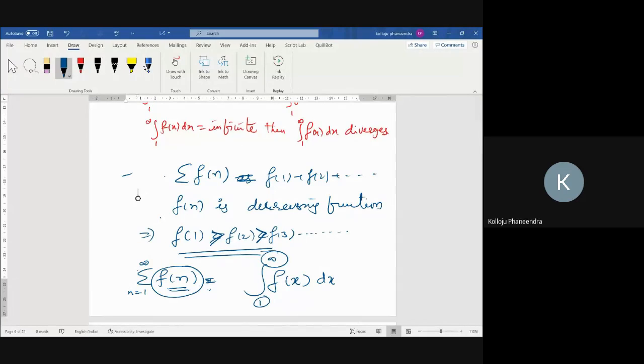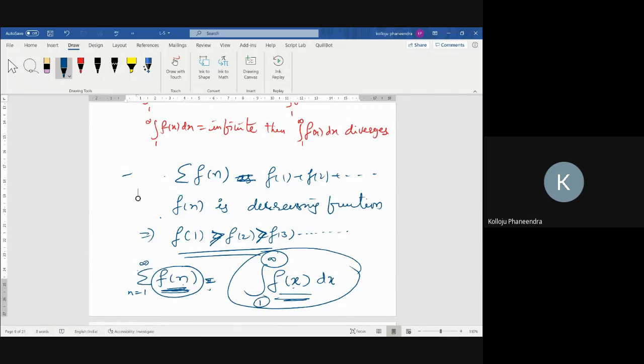What is the first one? Sigma f of n must be a positive term series. Second condition, f of n must be a decreasing function, compulsory. As n increases, it decreases, then you assume this function f of n as f of x. Just replace n by x, that's it. And evaluate this integral first, the integral from 1 to infinity of f of x dx.